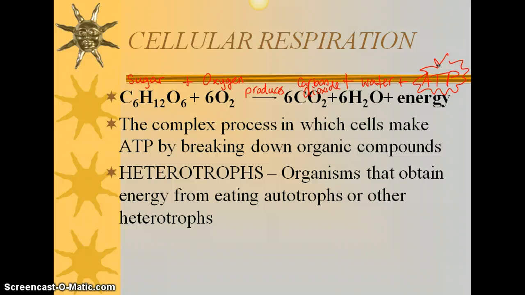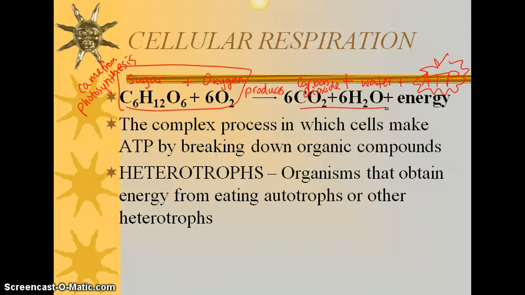Now if you notice, this sugar plus oxygen right here, it came from photosynthesis. So this is the beginning where you start to see that these are cycles that work together. And then if you notice here, carbon dioxide and water are going to be used in the photosynthesis process. So we end up with this big cycle. We'll do that on another day's notes.